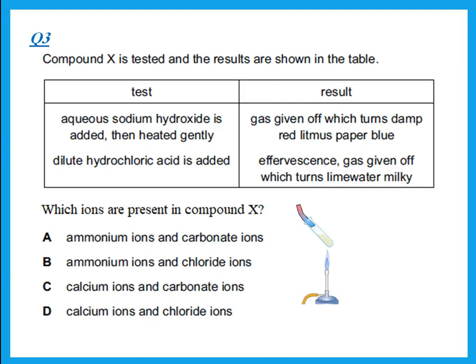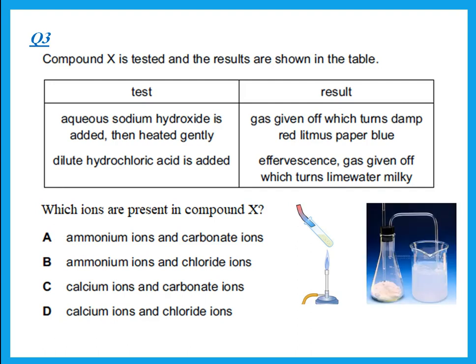Then hydrochloric acid is added and it gives effervescence, gas given off, which turns lime water milky. Again, when we say we add acid and it gives a gas that turns lime water milky, that was the test for carbonates. So we should have ammonium and carbonate.